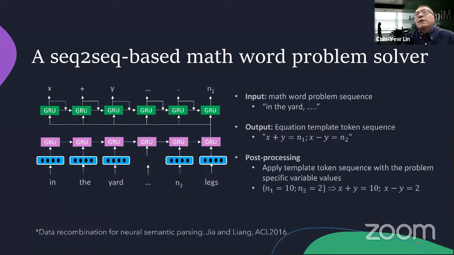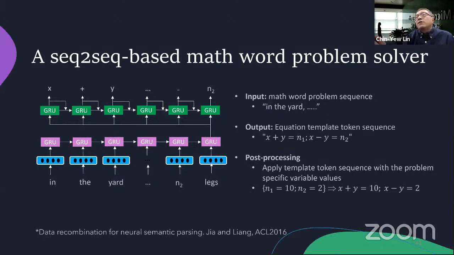We used a very simple sequence model at that time, based on the 2016 data recombination for neural semantic parsing published by Jia and Liang in 2016. It's an attention-based sequence model with GRU. The input will be the math word problem sequence, and the output, hopefully, will be something like x plus y equals n1 and x minus y equals n2. Suppose this is a correct equation that solves the problem.